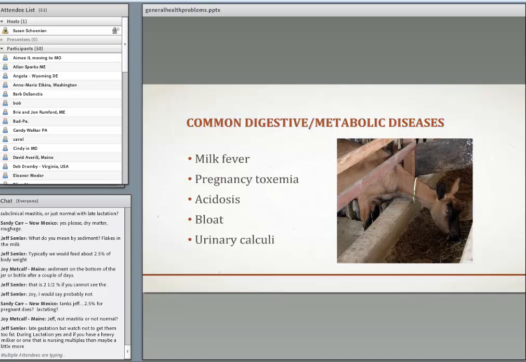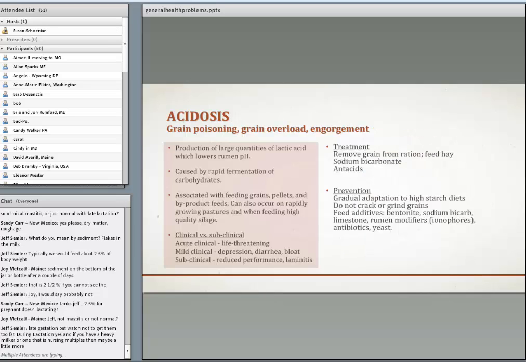Okay, I want to switch now to metabolic diseases. The first two we've already covered because they're also reproductive problems. I want to talk about these three primary ones: acidosis, bloat, and urinary calculi.